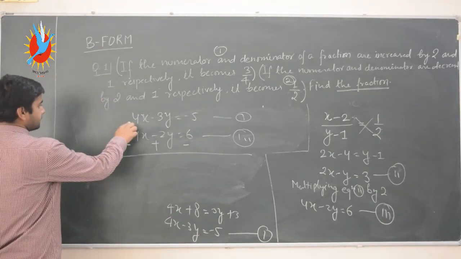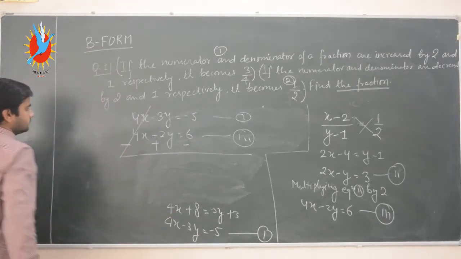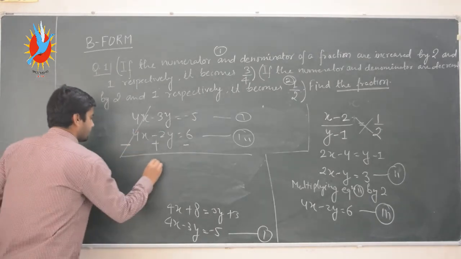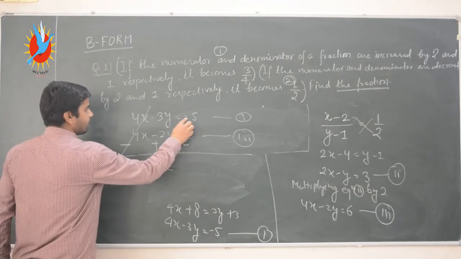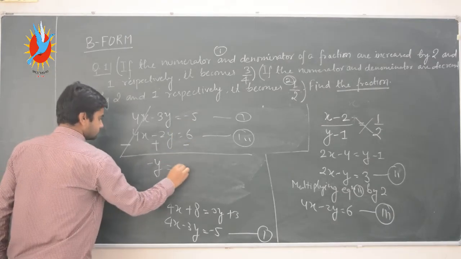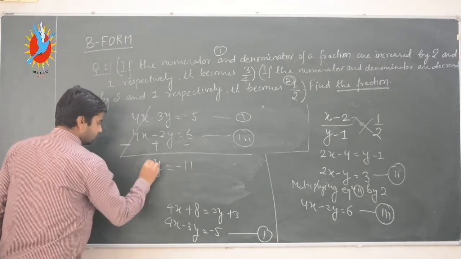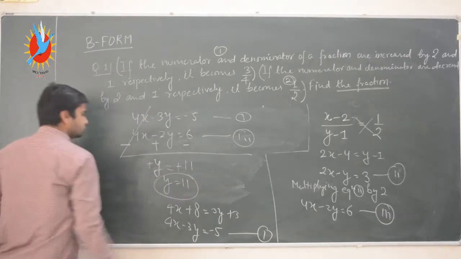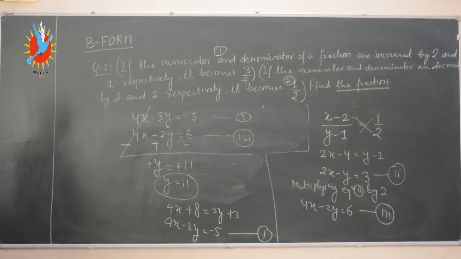Plus 4x minus 4x will cancel out, and minus 3y plus 2y will give minus y. Here we have minus 5 minus 6, so this will become minus 11. Finally, minus and minus make plus, so y will be equal to 11. So we got the value of y as 11.